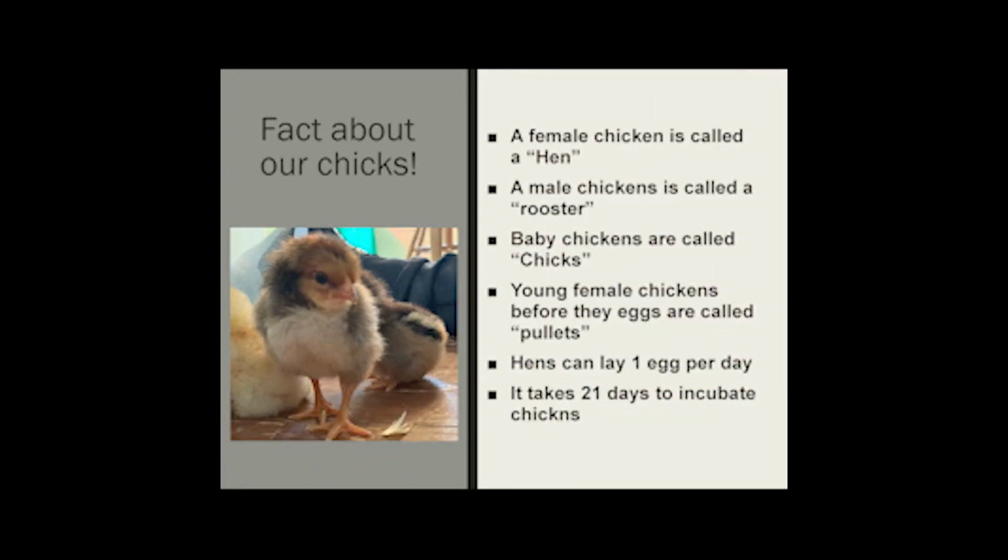So let's go over our chick facts. A female chicken is called a hen. A male chicken is called a rooster. A baby chicken is called a chick. A young female chicken, before they lay eggs, is called a pullet. Did you know that hens can only lay 1 egg per day? And our process for incubating our chicks took a total of 21 days.